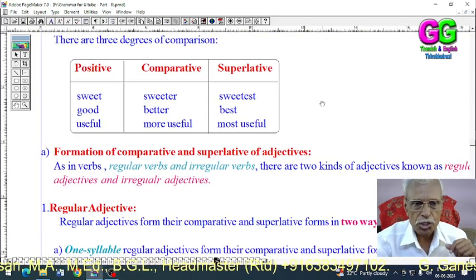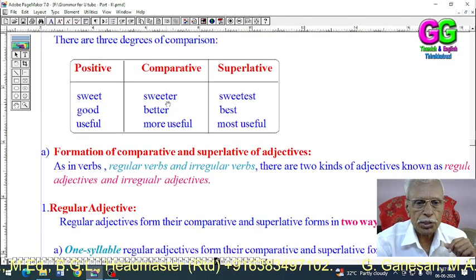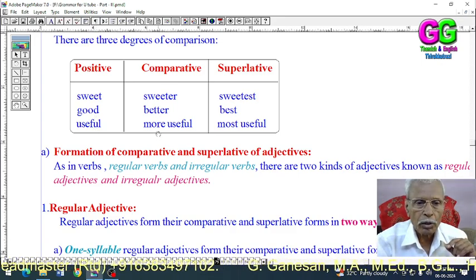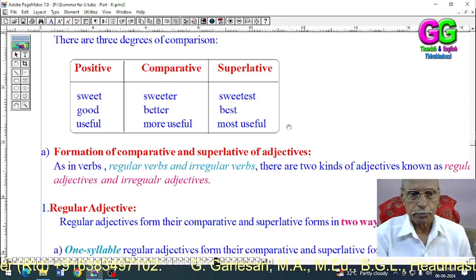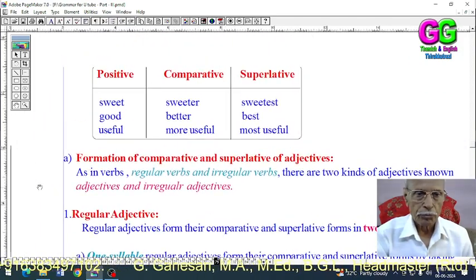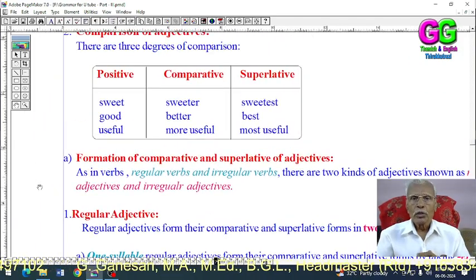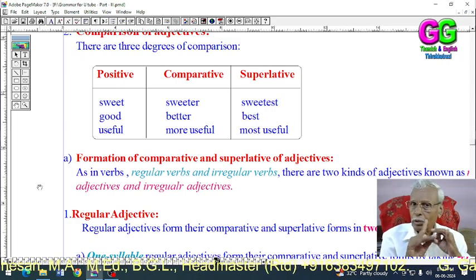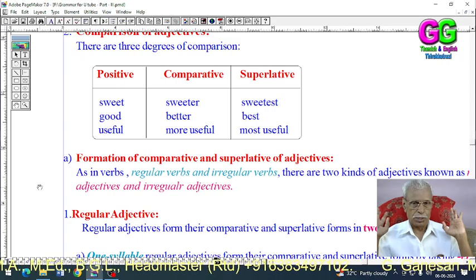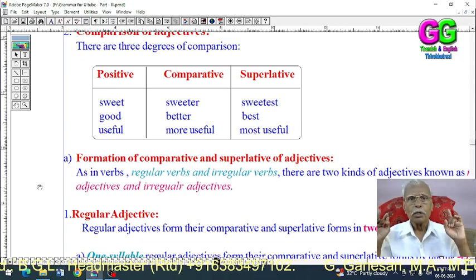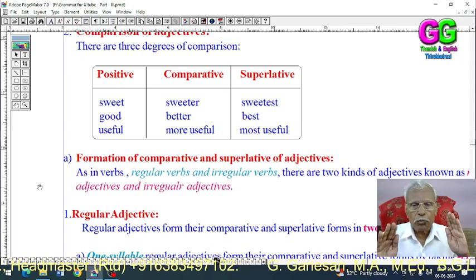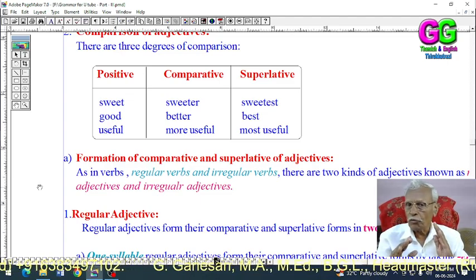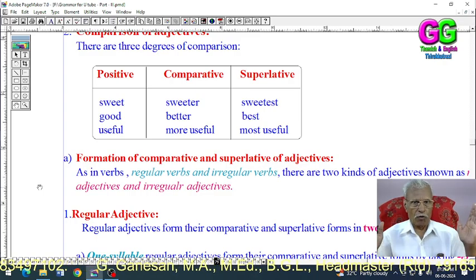See some examples. Sweet, sweeter, sweetest. Good, better, best. Useful, more useful, most useful. In degree of comparison, 3 scales are used: positive, comparative, and superlative degrees. Now we are going to see the formation of comparative and superlative forms.